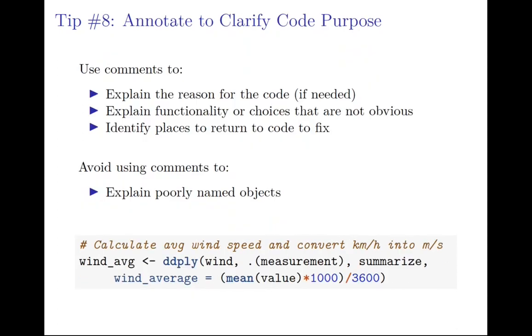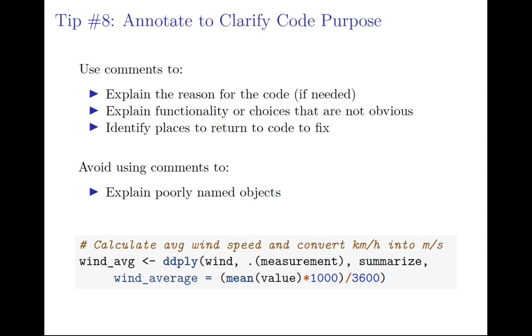And so then again, when you're working on your code, for tip number 8, you're going to want to make sure that you annotate it to clarify your code purpose. So not only do you want to include your prologue that's a really good annotation of the document in general, you also want to make sure you annotate your code as you go. So you're going to use comments to explain the reason for your code if it's needed, explain the functionality or choices that are not obvious, and identify places to return to in your code to fix. And you want to try to avoid using comments to explain poorly named objects.